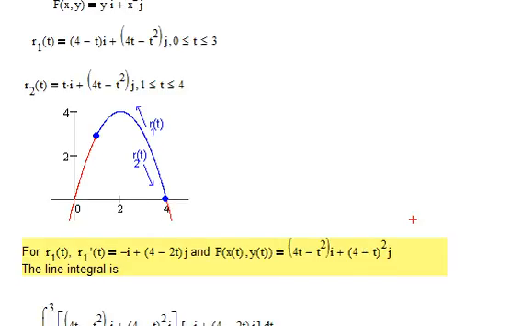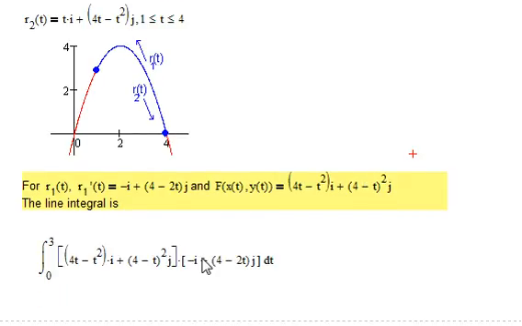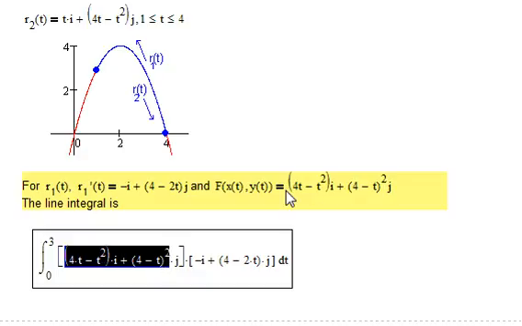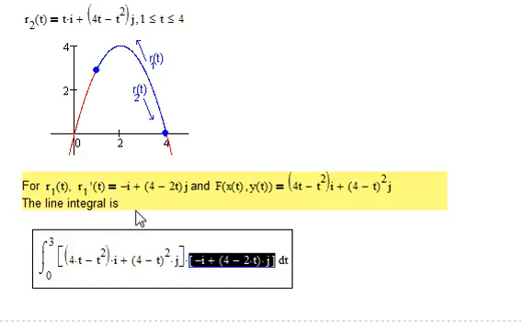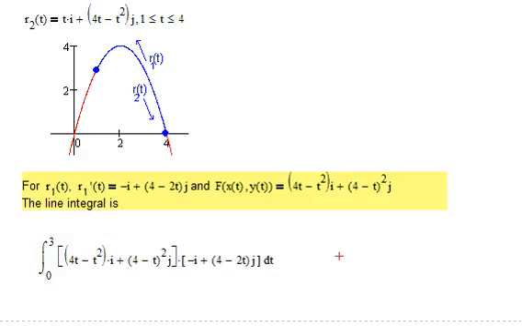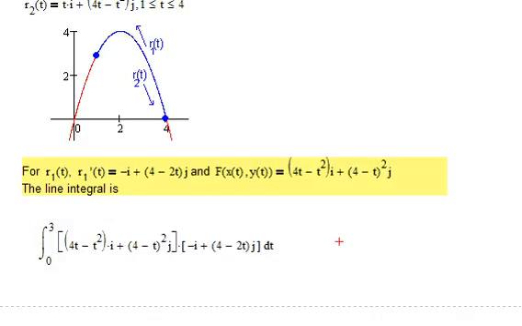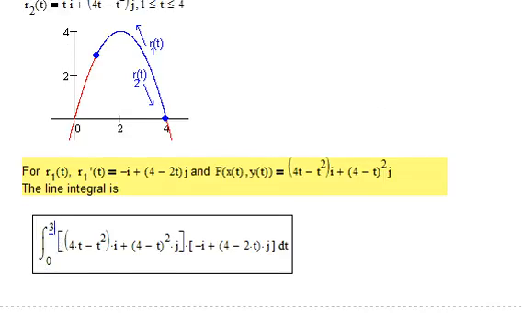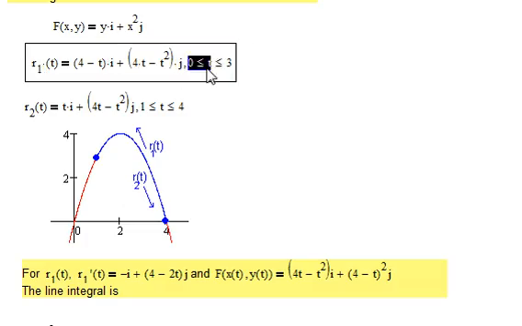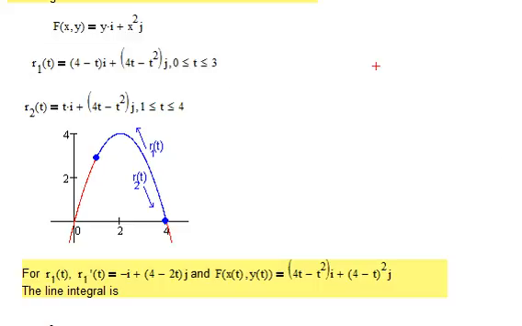And the line integral we would set up is the dot product of this vector that we just found and our r prime, which we found at about the same time. Now don't forget the result of a dot product of vectors is a scalar. And of course the limits 0 to 3 come from the way our vector valued function describes curve C, right?